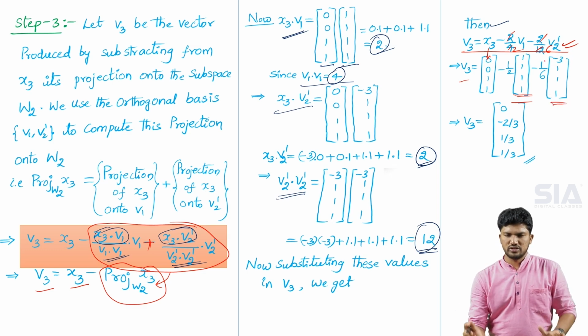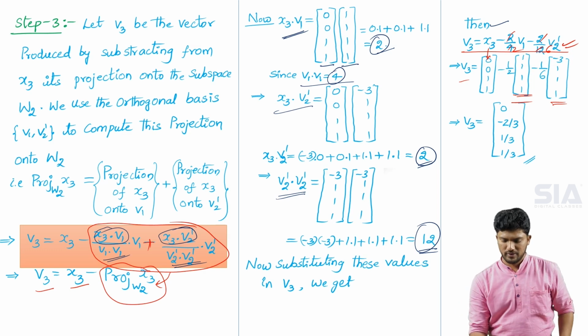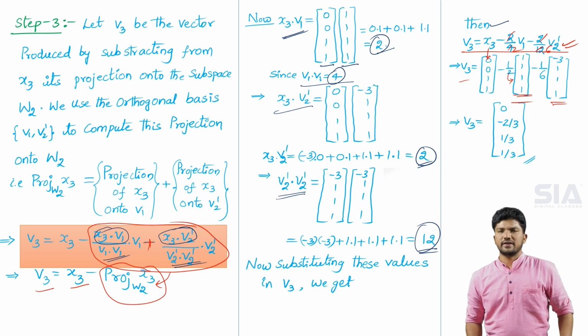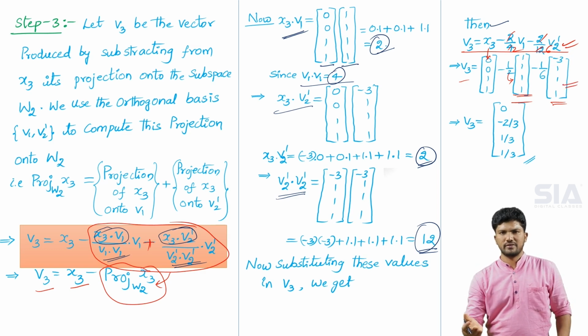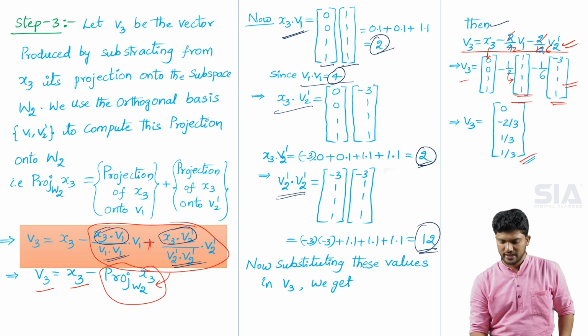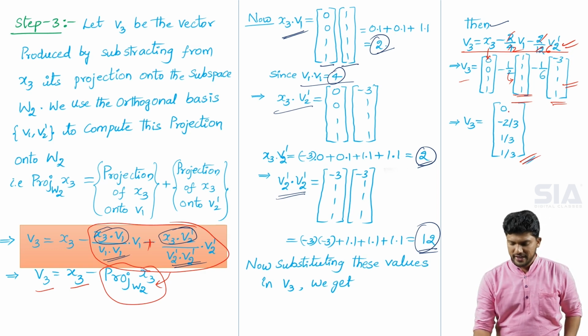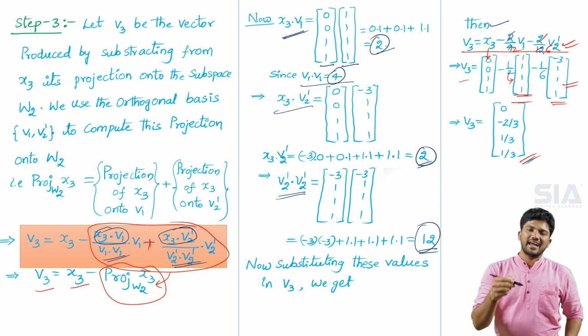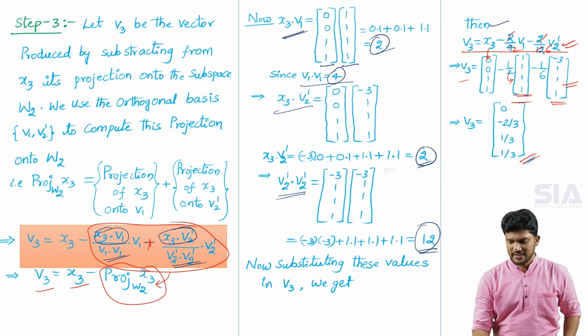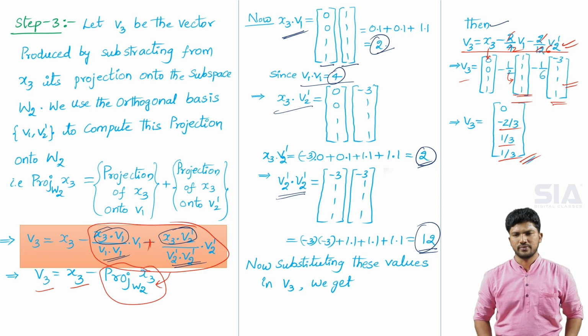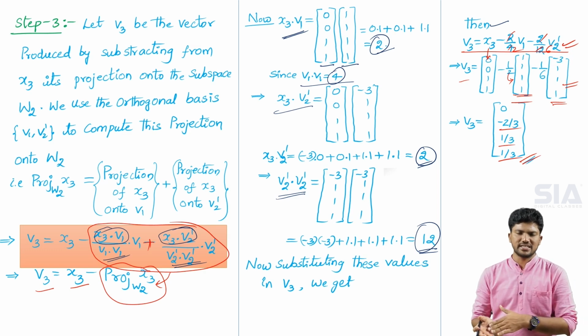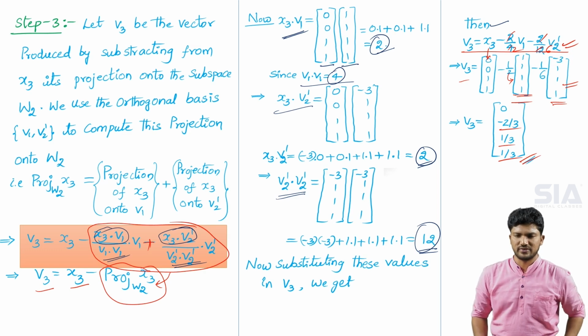By substituting all those values and simplifying them, for the second vector you need to multiply with 1 by 2, and the third vector you need to multiply with 1 by 6. After doing the multiplication, then subtract the vectors, and resultantly you will get v suffix 3 equal to 0, minus 2 by 3, 1 by 3, 1 by 3. Here v suffix 3 also has rational or fractional entries, minus 2 by 3, 1 by 3, 1 by 3. So to avoid those fractional entries, you can also scale this vector v suffix 3.